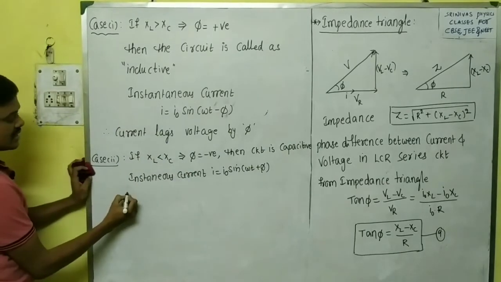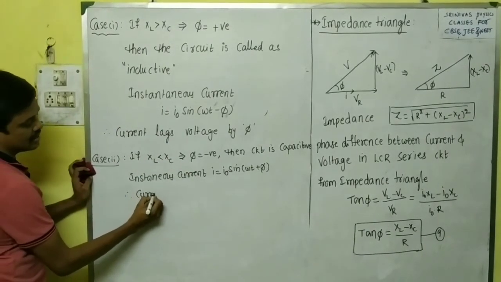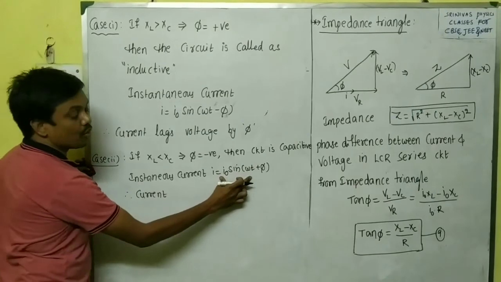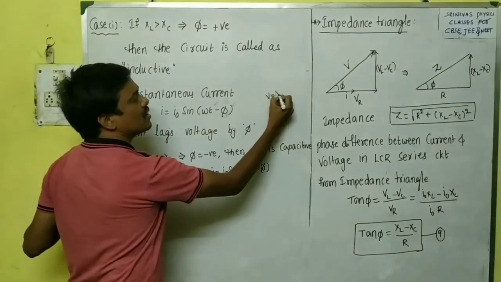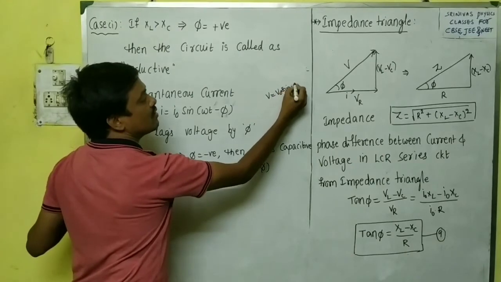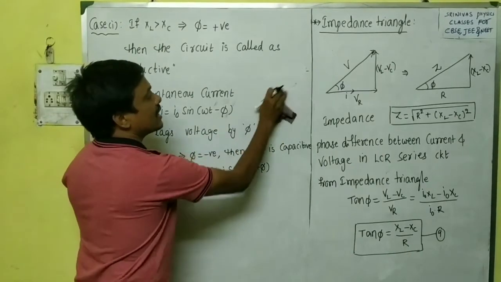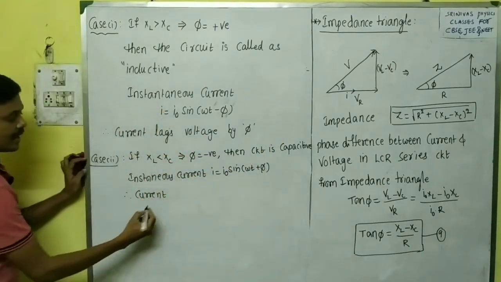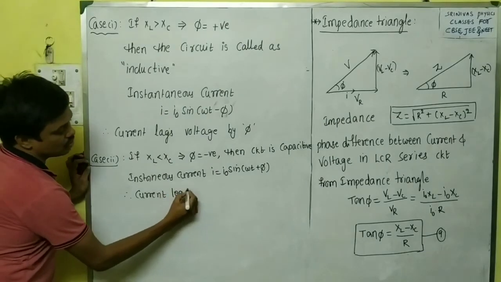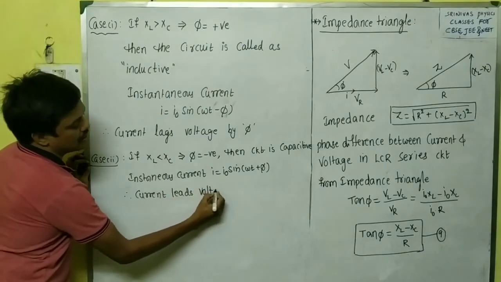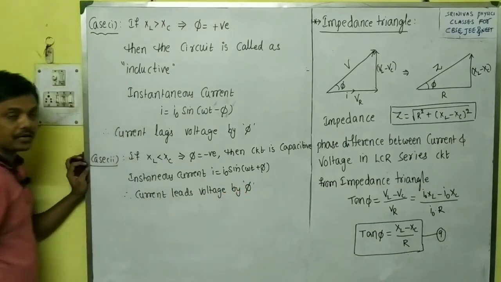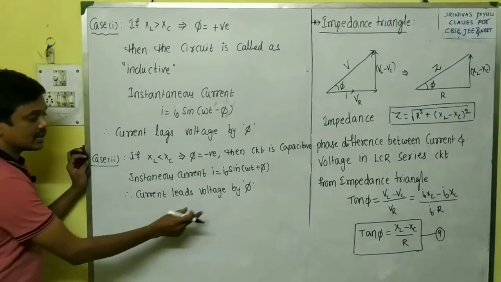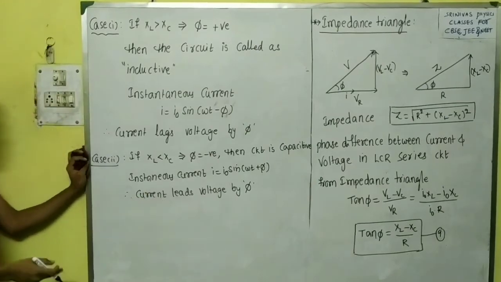Here the current angle is more than the voltage angle. The voltage angle is always fixed: V equals V naught sin omega t. That's why we write that the current leads the voltage by an angle phi. We can also say that the voltage lags the current by phi.